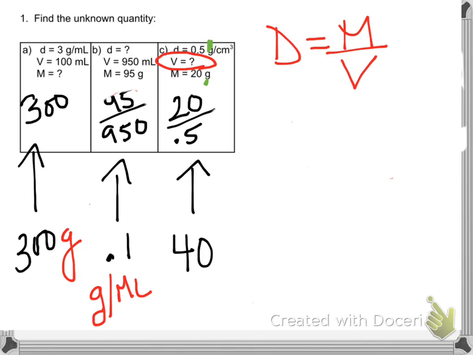So if you don't overcomplicate things, you can see very easily that the label that's missing is going to be the centimeters cubed, which is how you label volume in cubic centimeters. So then the answer for 40 would have to be in cubic centimeters.